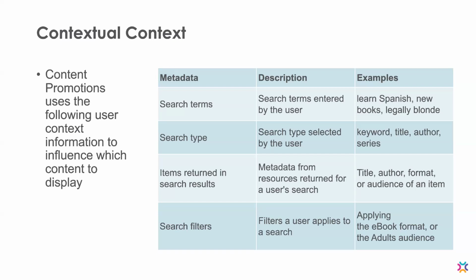Then we also have the metadata from the search results themselves. If it's a bunch of kids' books, well, then maybe we should lift up content that is for kids. And then the filters that folks apply. There's filters on the left-hand side of BiblioCore like audience, format, genre, topic. That also gives us additional metadata and contextual context.